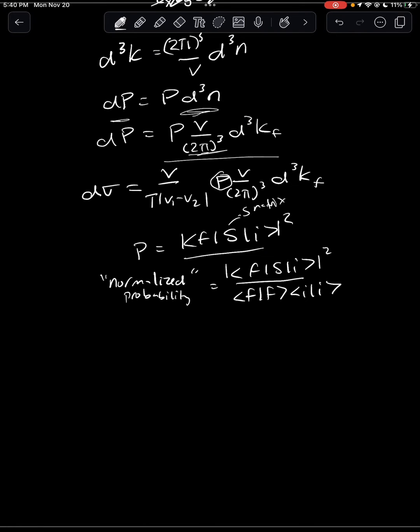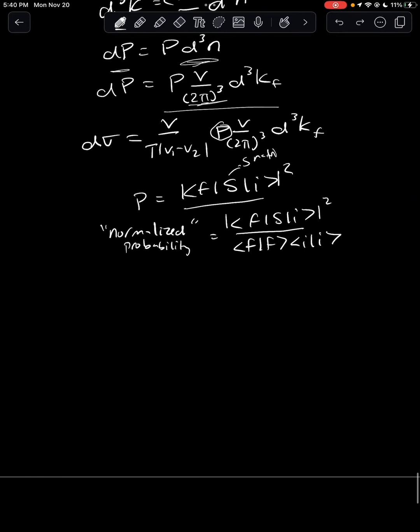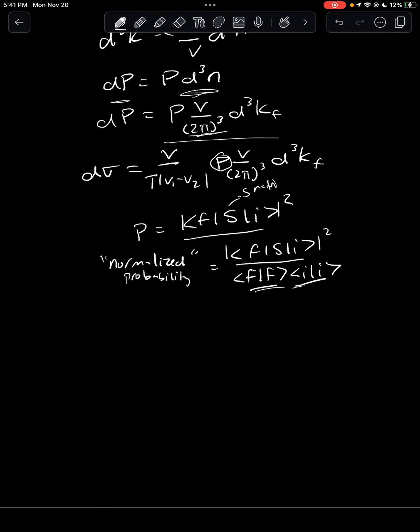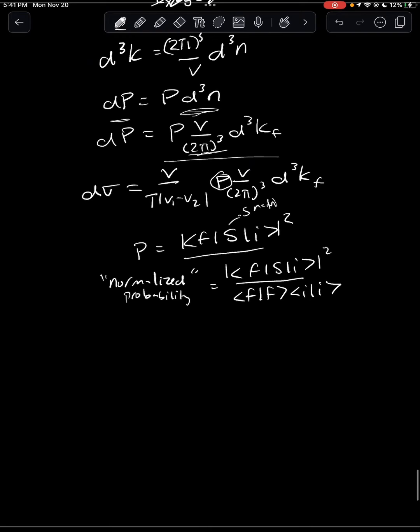This is the thing that we used Feynman diagrams to calculate, and we define something called the normalized probability, which is the same thing but divided by these terms over here. The reason we're dividing by these terms is to cancel out the volume terms that still exist in the numerator. We're going to substitute the normalized probability in for the probability.